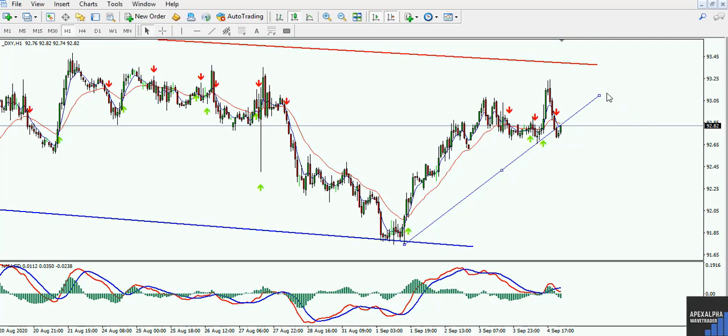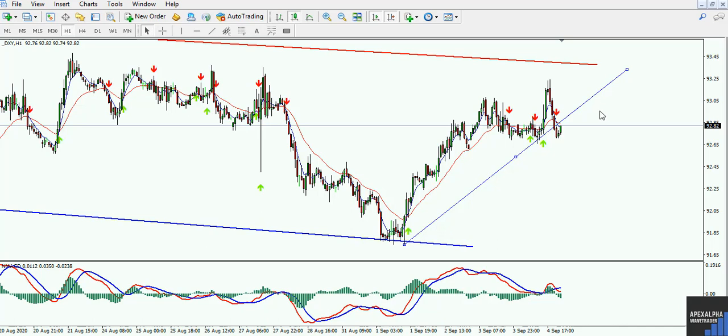So that means automatically, if you are looking to trade things like EURUSD, GBPUSD, and so on, you are going to be looking for buying opportunities. And if you are going to trade USDCHF, USDCAD, USDJPY, then you are going to be looking for shorting opportunities.